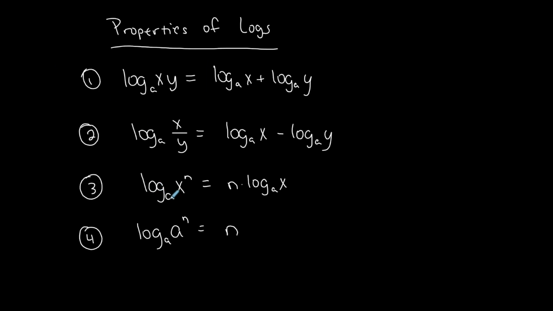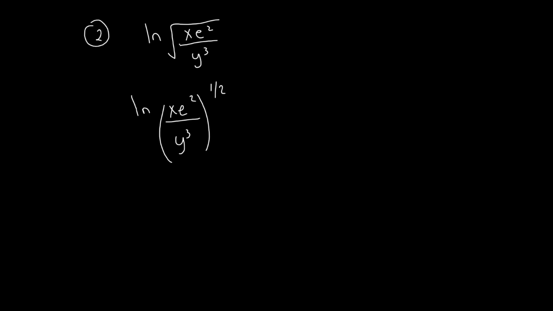where I have a log of a base, in this case the base is e, of an expression to an exponent. So I could bring that exponent, that 1/2, to the front and maintain the log. This is the natural log of x e squared over y to the third. So now I got rid of that exponent that's on this quotient.